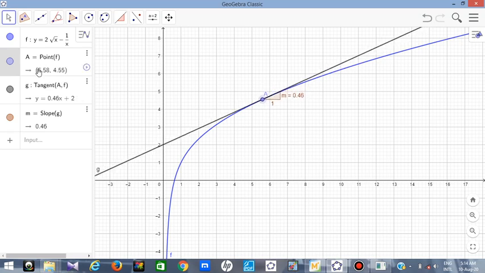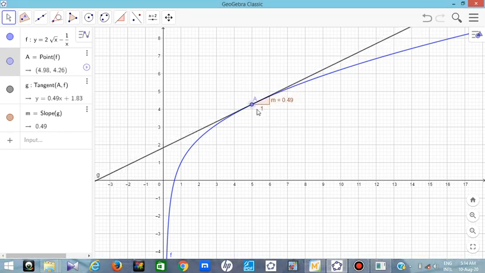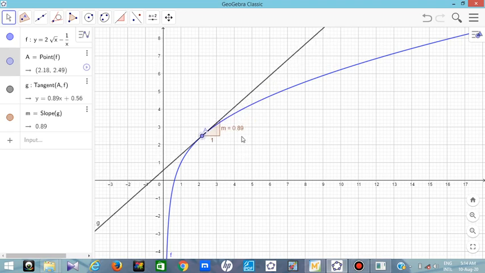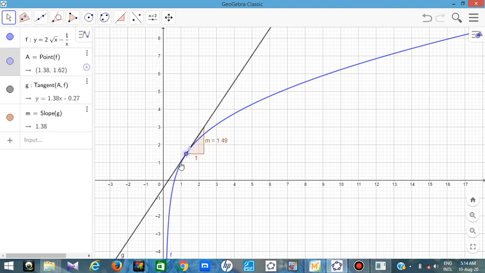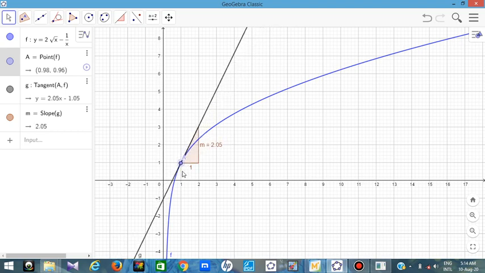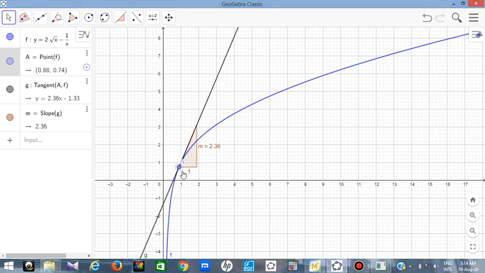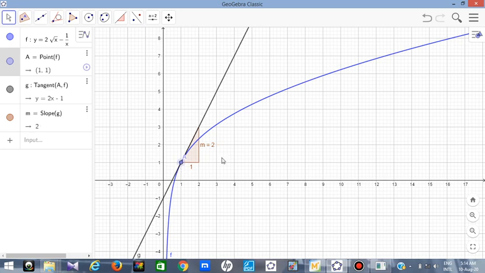So just be checking. When x is 1 here, you will see that this gradient is going to be 2. You see x is getting close. 1 is somewhere here. You see that when x is 1 here, the gradient is going to be 2. That's what we are talking about. You can see it's getting close to 1. The gradient is going to be 2. So that is it, which is this point. You can see when x is 1, the gradient is 2.